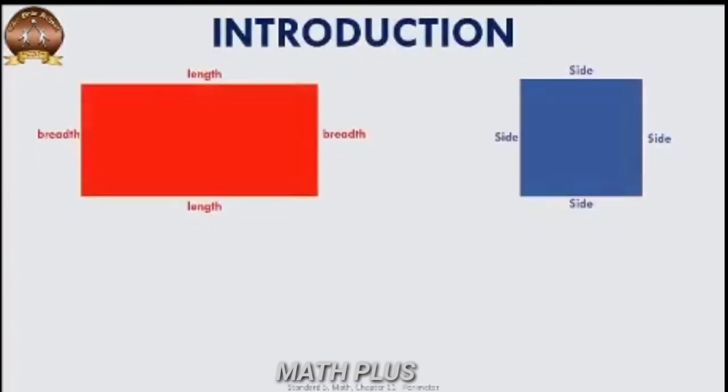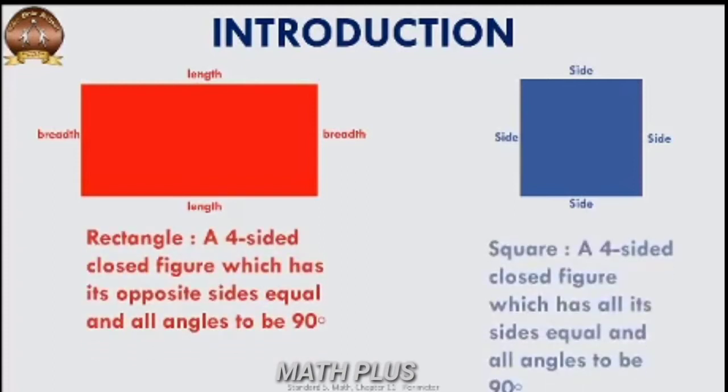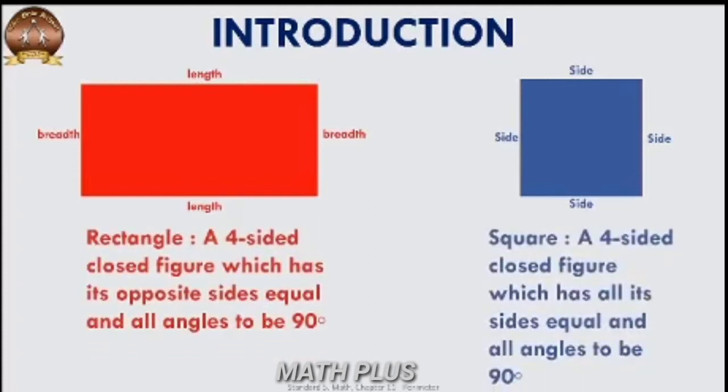So under the introduction we have two pictures, one in red and one in blue. The red one is known as the rectangle and the blue one is known as the square. They both are four-sided closed figures with all angles being 90 degrees. But what is the main difference?